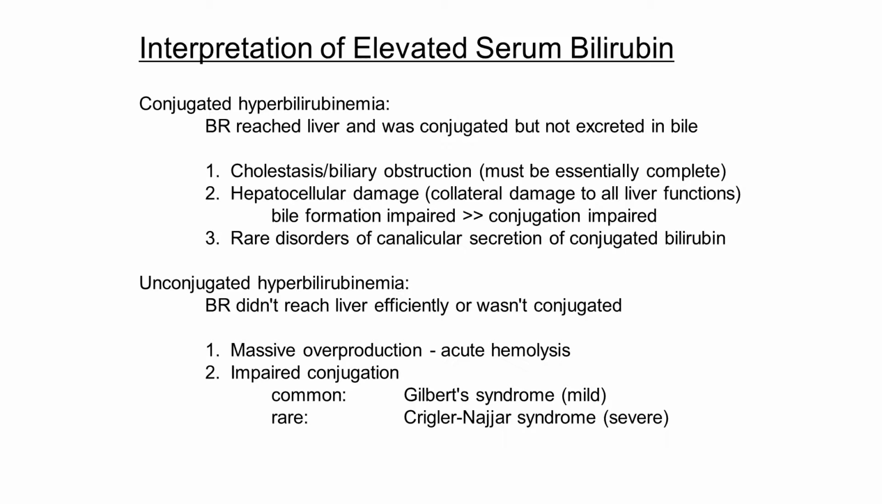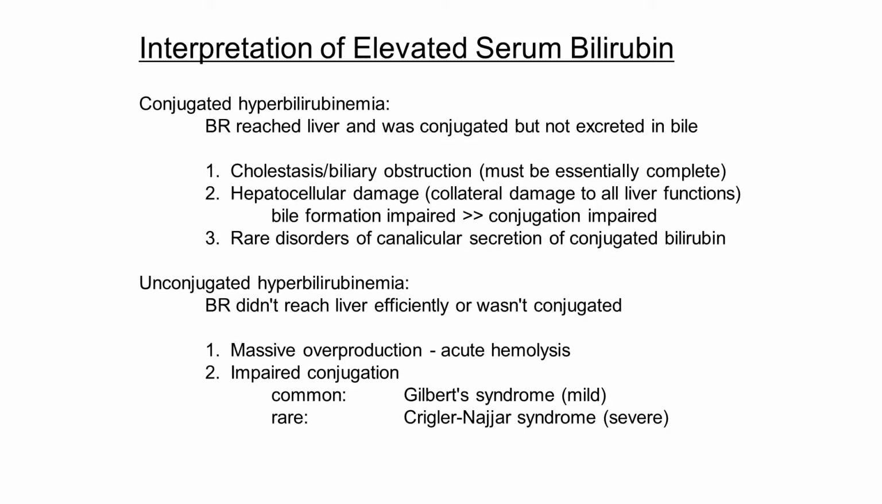Remember, bile formation is in the liver, and therefore conjugation will also be impaired. There are also some rare disorders involving the canalicular secretion of conjugated bilirubin, and this will lead to elevations of conjugated bilirubin in the blood.